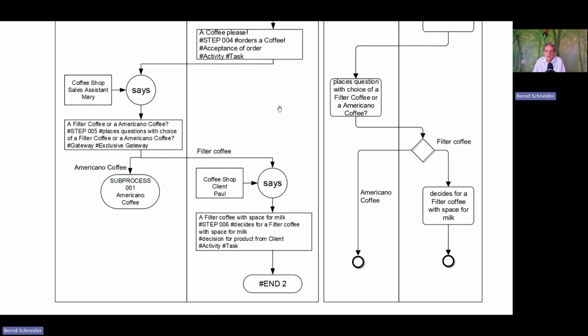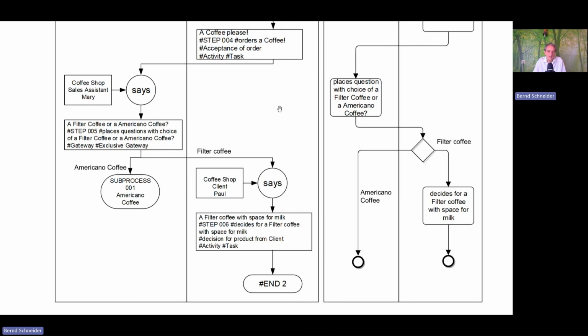And then we have the decision with gateway on the right side, where the client decides for a filter coffee and not for Americano coffee. And then the client decides for a filter coffee with space for milk.